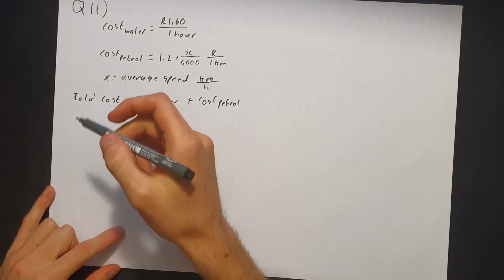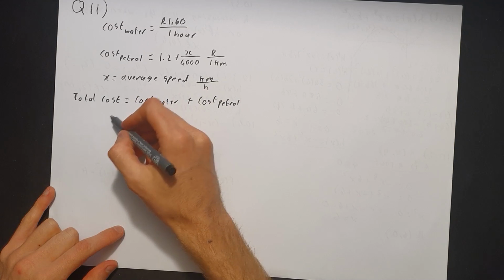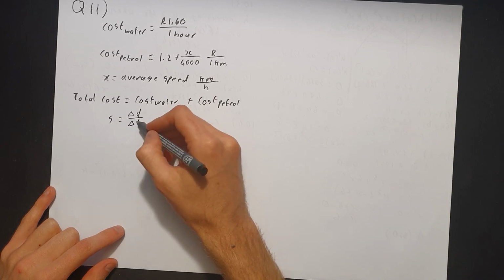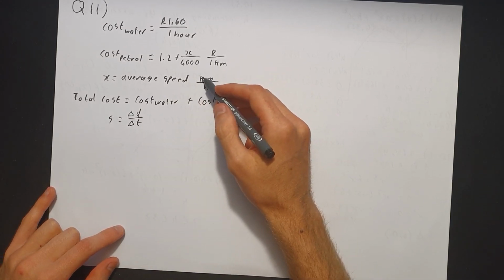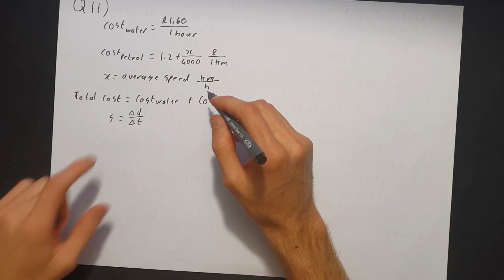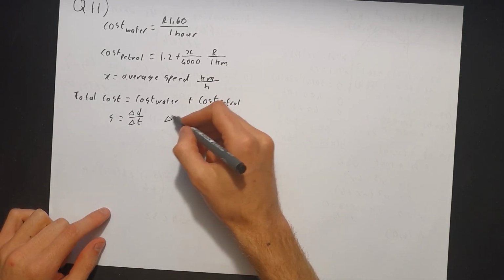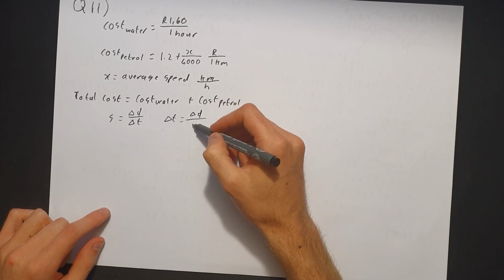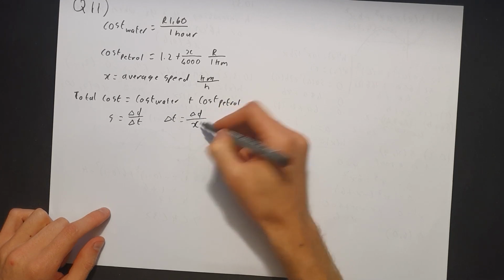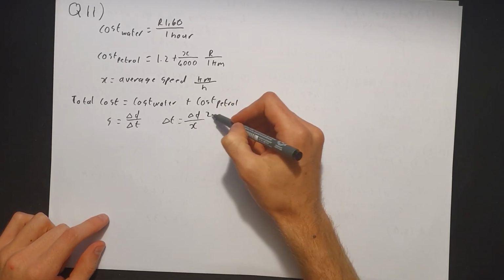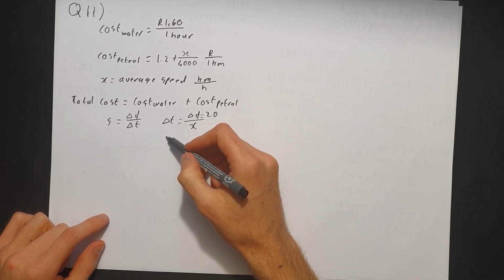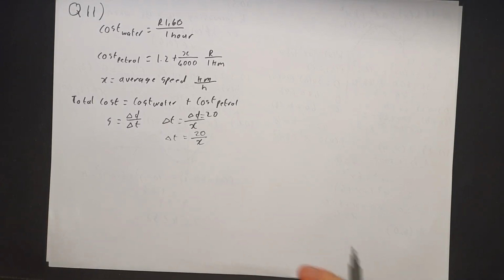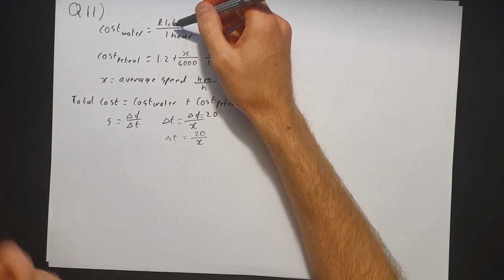Well, we know that average speed is given as the change in distance over the change in time, hence why it's kilometers per hour. But we need the time factor. So therefore the change in time, because we need to know how long it's going to take him to get home, is going to equal the change in distance over the speed we're traveling at, which is measured in x. So the distance is going to be that 20 kilometers. Therefore we have this time factor of 20 over x. That will be multiplied by R1.60 per hour.